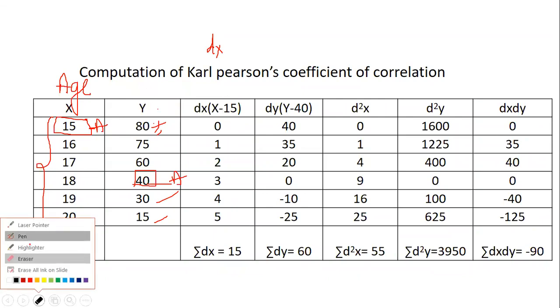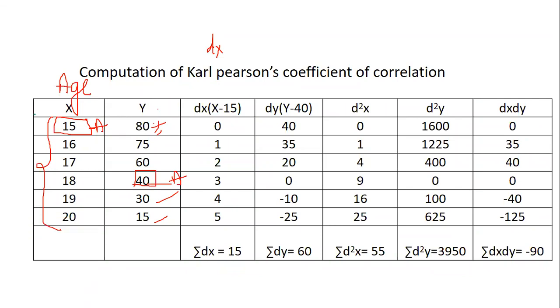So finding dx, that is deviation, x minus a, that is nothing but x minus 15. x is 15, 15 minus 15 is 0, 16 minus 15 is 1, 2, 3, 4, 5. Like this, we have got the values. Now the total of deviation of x is 15. Similarly, y minus a, assumed mean is 40. So do the calculation and the total of this will be 60.